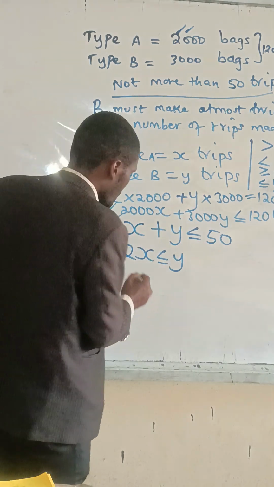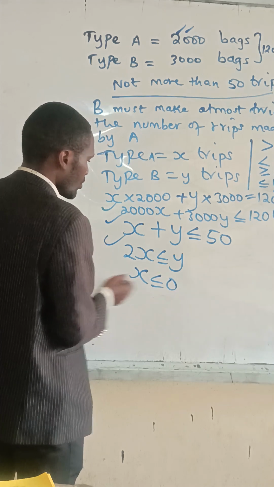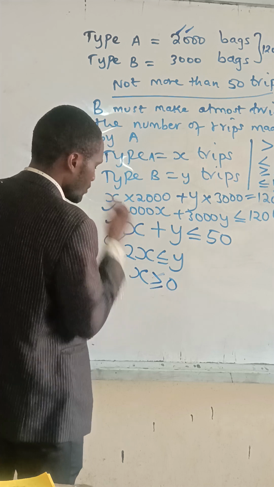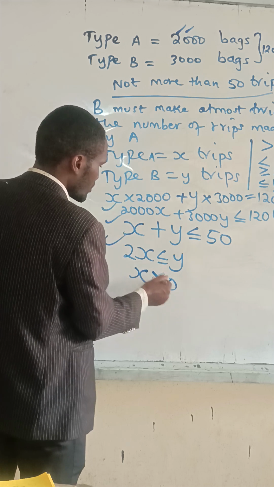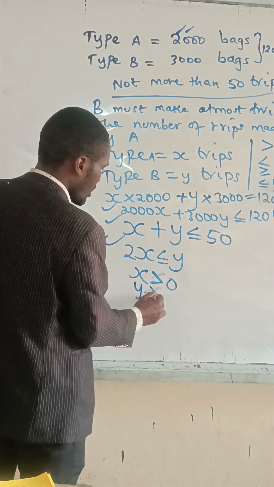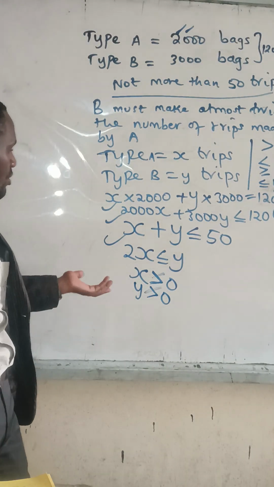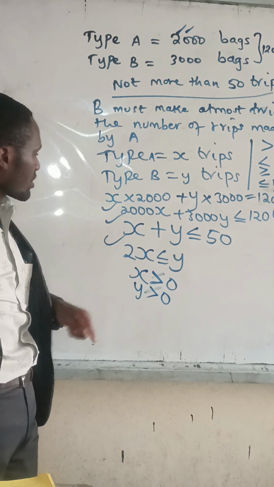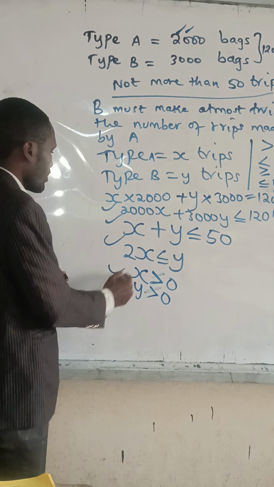You might as well say x is greater than or equal to 0, and y can also be greater than or equal to 0, because you can't make negative trips. So x, the number of trips made by A, and y, the number of trips made by B, should be greater than or equal to 0. So we'll be able to have this as the analysis to form at the end of the day.